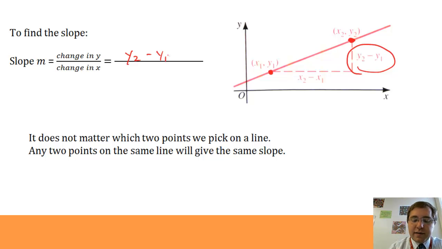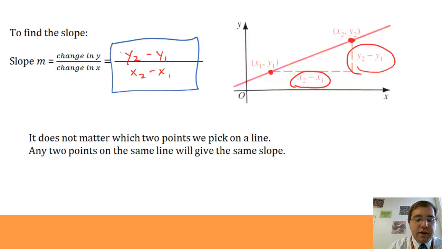The change in x is the difference in the x coordinates. How much is it changing if I go from x1 to x2? So I subtract x2 minus x1. And that's how I'm going to find the slope. Take the difference in the y coordinates over the difference in the x coordinates. The change in y over the change in x. It does not matter which 2 points on a line we pick to find the slope, because any 2 points on the same line will give us the same slope.